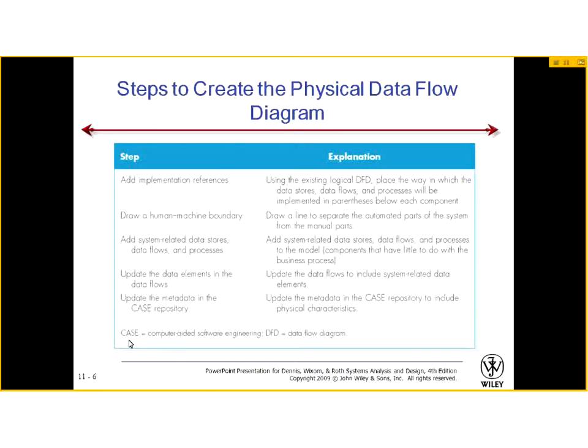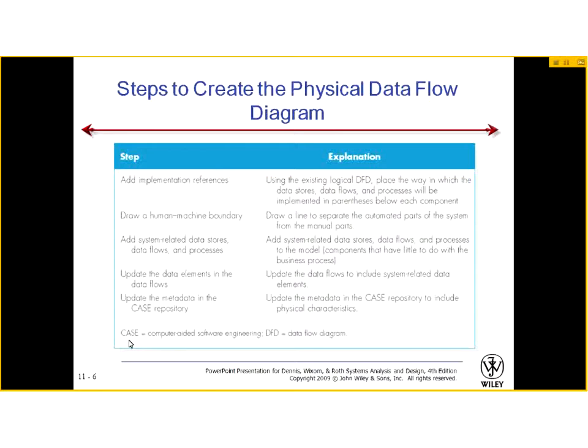You think in terms of implementation. Then you draw a line to separate the automated parts of the system from the manual parts, so you make a human-machine boundary. Then you add system-related data stores, like how you have implemented them in your systems. Then you update the elements in the data flows. You give the real names which you are going to use in your implementation.